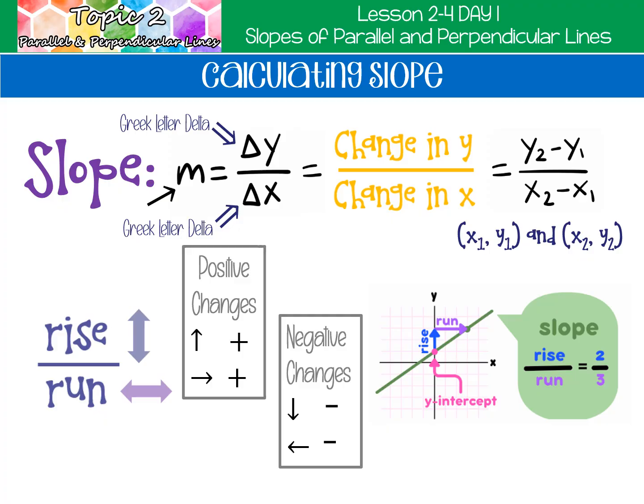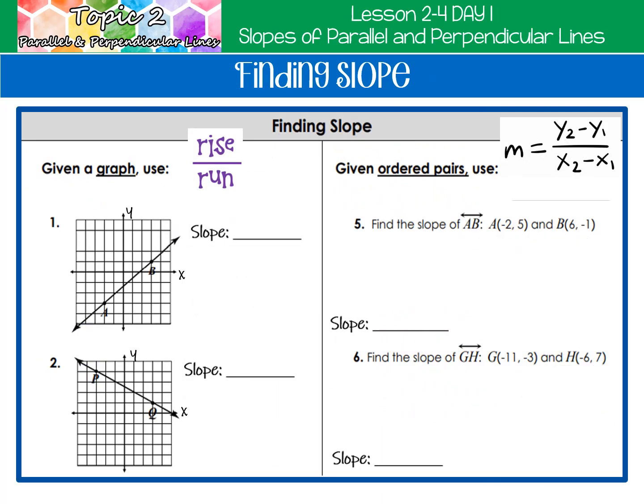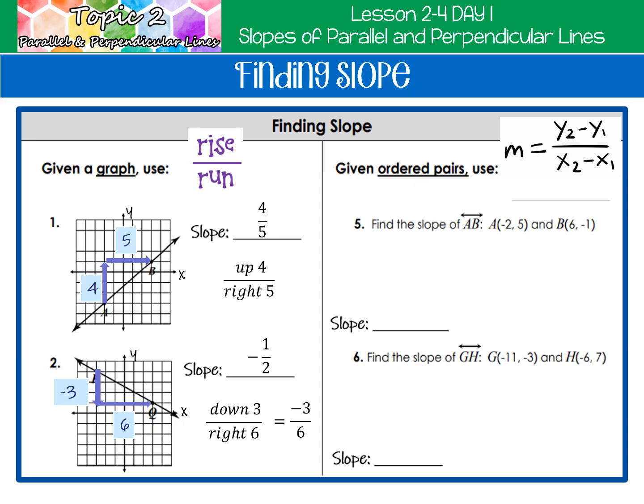In this graph, they're rising 2 and running 3. That's a slope of 2/3. Plus, they pointed out the y-intercept right there at the point (0, 1). Graphs, rise over run. Up 4, count right 5, and that gives us a slope of 4/5. Next one, we're going down 3 and right 6. That is negative 3 over 6, and that reduces to negative 1/2. Make sure it's always in simplest form.